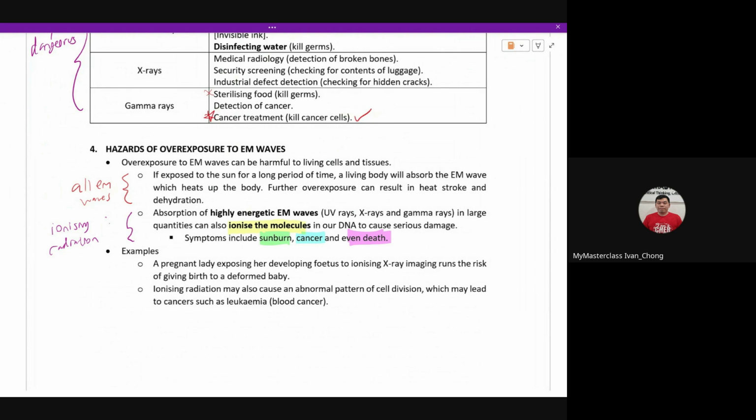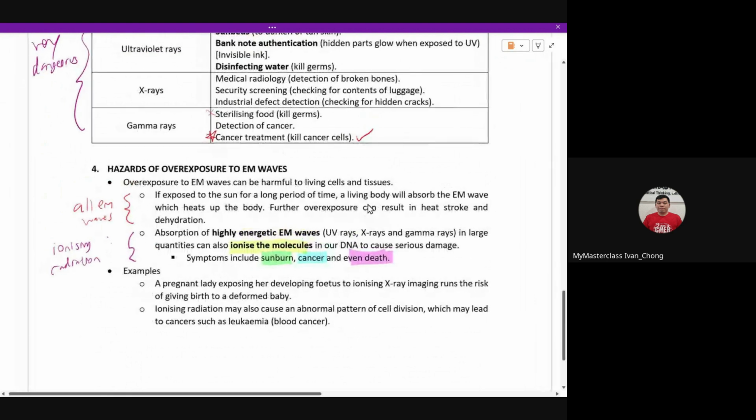Okay, then for X-rays and gamma rays, if you have done an X-ray before, usually they'll actually ask you, have you done an X-ray in the past 6 months? The thing is, X-rays are quite harmful to the human body, but if you give the human body enough time to recover, the damage can be mitigated, so it can be reduced.